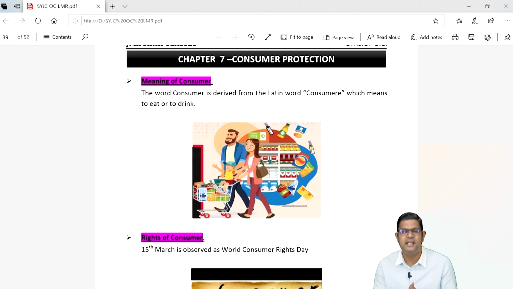So guys, let's begin with trying to understand who exactly is a consumer. Okay, a person who consumes different goods and services is called a consumer. Okay, and this word consumer is derived from a Latin word, consumer, which means to eat or to drink. Now, let's move ahead and let's try to understand what are the different rights of the consumer.